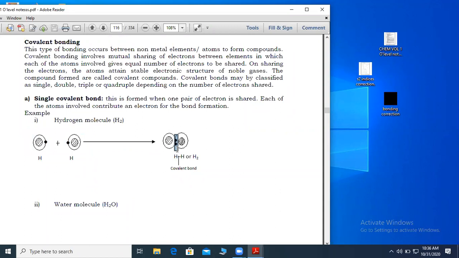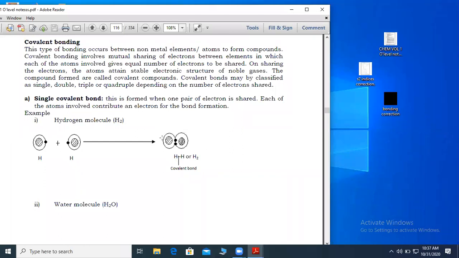So you can see the first electron is from the first hydrogen atom, and the second electron is from the second hydrogen atom. These 2 electrons that have been shared are the ones that form this bond between the hydrogen atoms. So if you count now, each hydrogen atom is going to have two electrons.